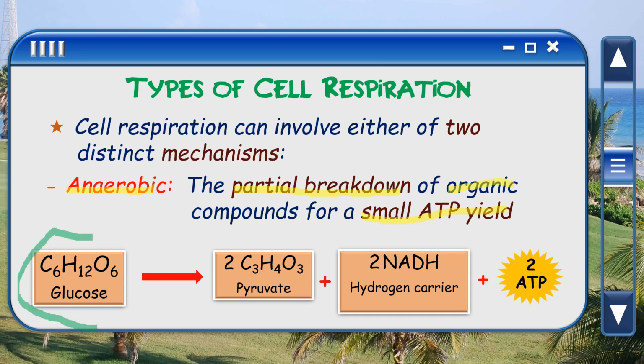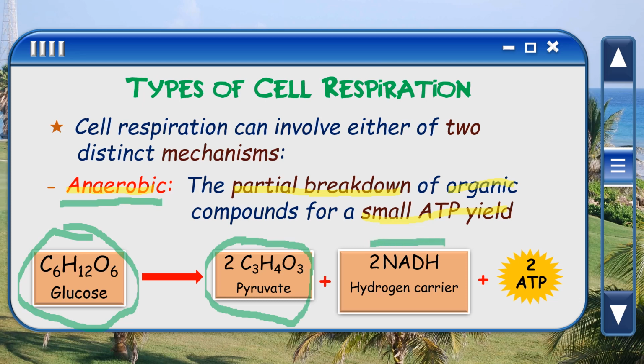For example, here we have our glucose molecule. When this glucose molecule is broken down in the absence of oxygen, and anaerobic means absence of oxygen, we shall get 2 pyruvates. These 2 pyruvates are going to use the 2 hydrogen carriers. When they use the 2 hydrogen carriers, then we shall get 2 ATP. A little amount of energy is produced during anaerobic respiration.